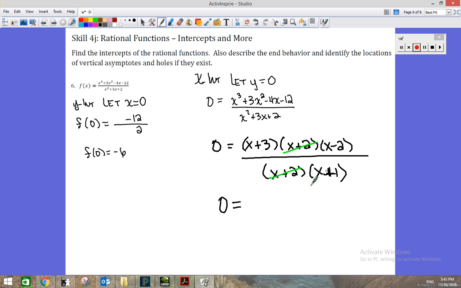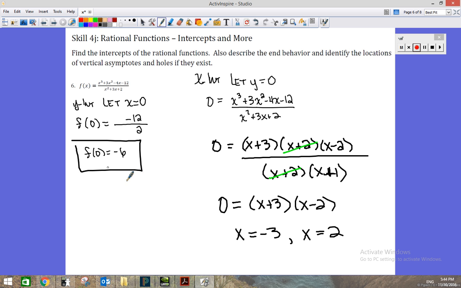But I don't have any other factors that cancel, so this x plus 3 and the x minus 2, they yield an x-intercept of negative 3 and an x-intercept of positive 2. So I had a y-intercept of negative 6 and two x-intercepts, x equals negative 3 and x equals 2. Alright, so let's take a look at the end behavior.